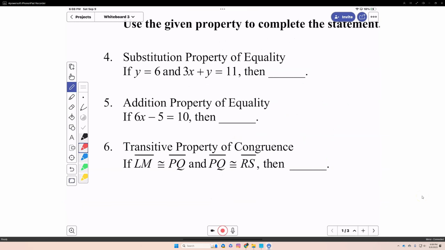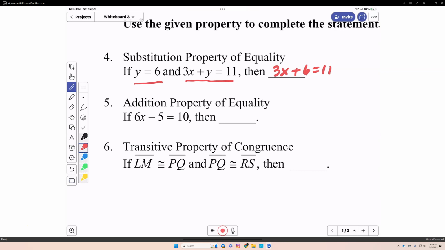So remember when we were doing algebraic proofs, we talked about different properties. Substitution property, that means we're going to replace something. So if y equals 6, and 3x plus 2y equals 11, then we're going to substitute y with 6, so we have 3x plus 6 equals 11, and that's the substitution property.